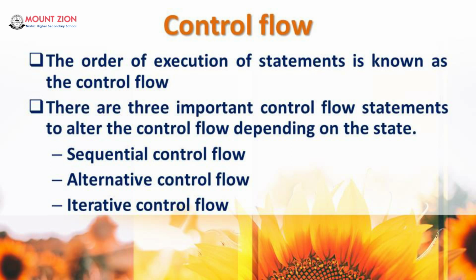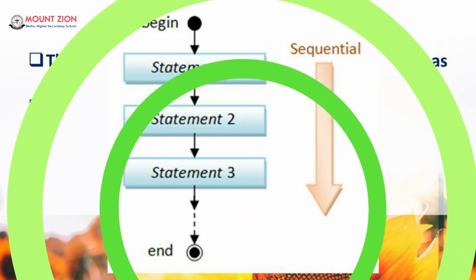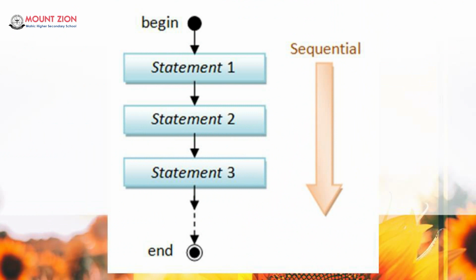There are three important control flow statements to alter the control flow depending on the state. The first one is sequential control flow. Second one is alternative control flow. Third one is iterative control flow. So the first one is sequential control flow. As I told you earlier, sequence means step by step or one by one.